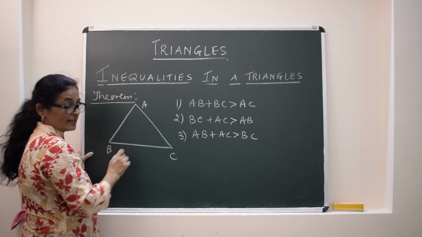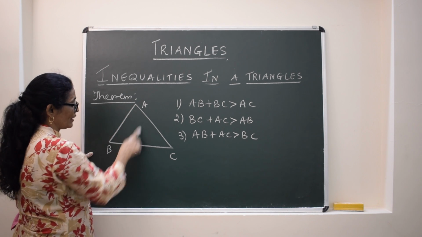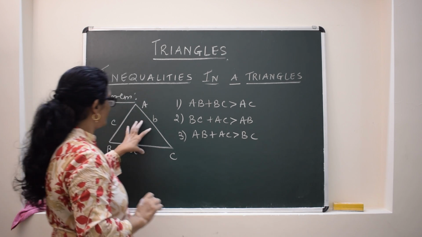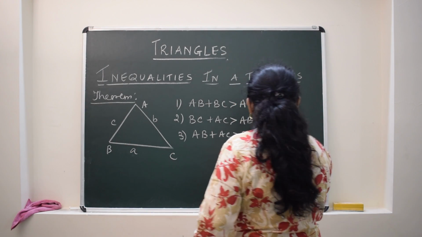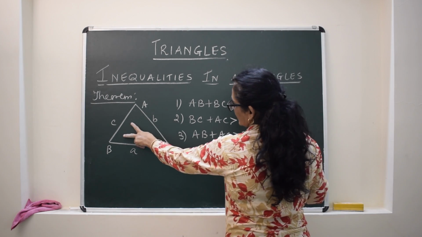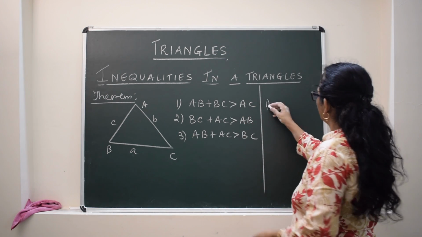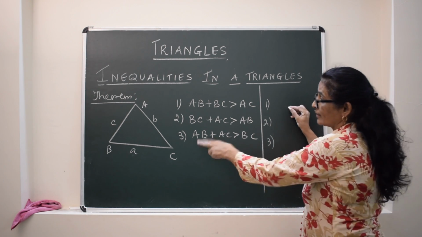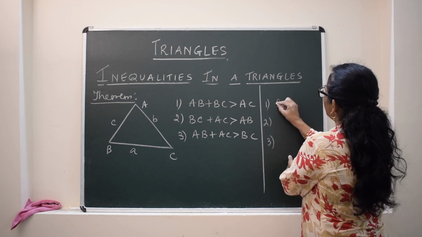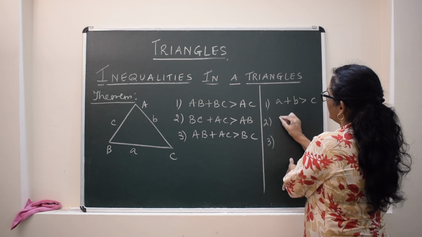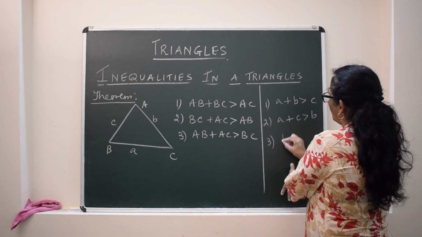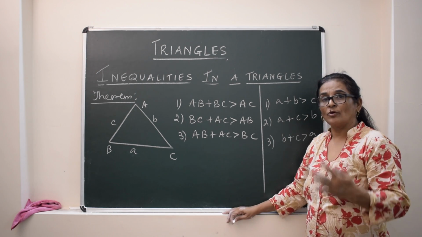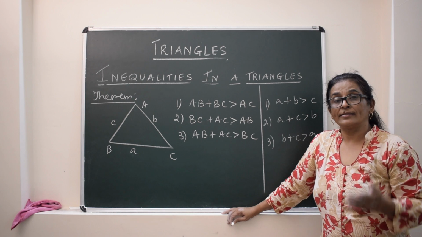Otherwise, normally we take the side opposite to capital A as small a, the length, this is b and this is c. So the same thing can be written in any order. Simply, you may write it in the form of the lengths of the sides which are taken as a, b and c. So we may say a plus b is greater than c, a plus c is greater than b, or b plus c is greater than a. So the theorem says that the sum of two sides of a triangle is always greater than the third side.